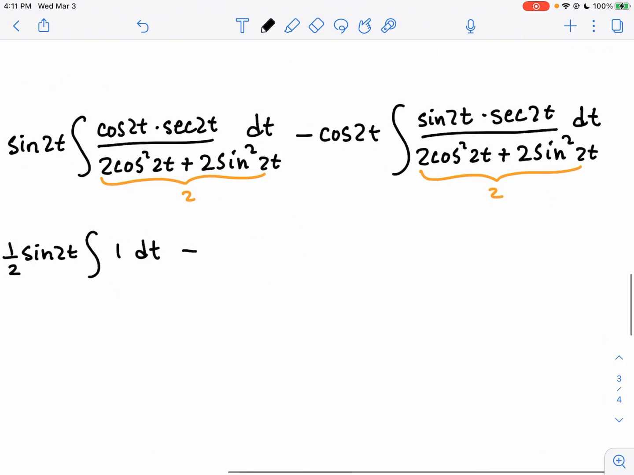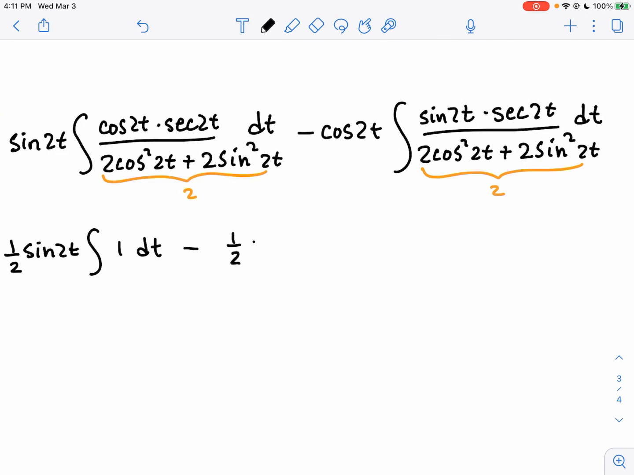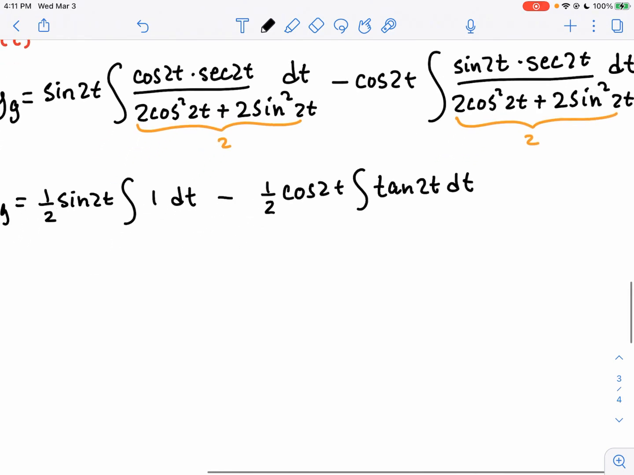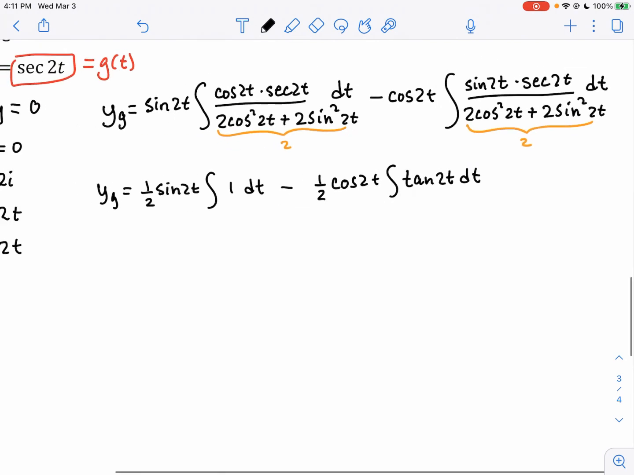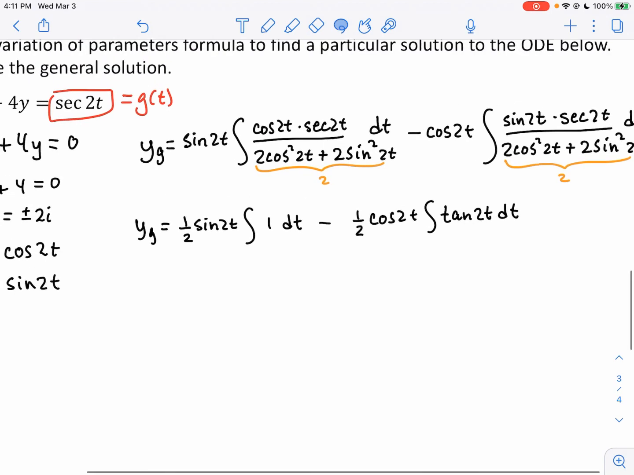Minus, I'm going to factor out that orange 2 as well, so we just have a 1/2 cosine 2t times the integral. Now, sine of 2t times secant. Well, secant's 1 over cosine, so we get sine over cosine, which is just tangent. So we have the integral of tangent 2t that needs to be done here. And the question is, is this a doable integral? If we know how to integrate tangent 2t, then we can finish this. Therefore, it seems like our variation of parameters formula will see us through to the end. Both of the integrals in the formula are doable by hand.